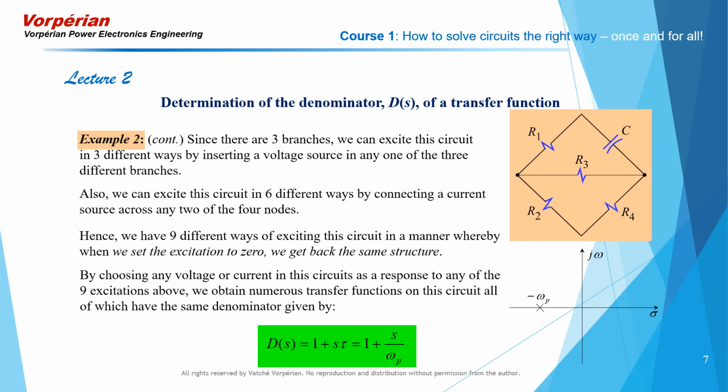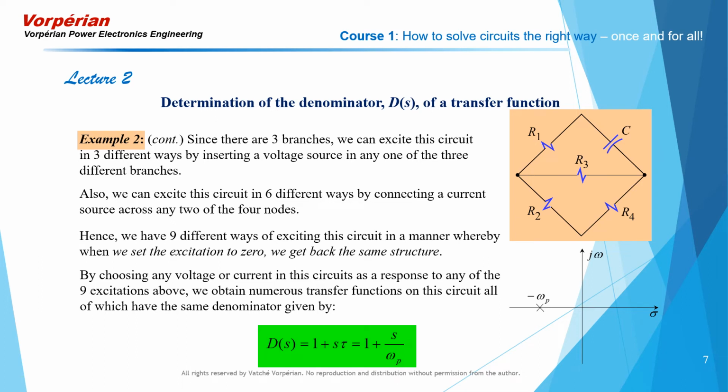Also, we can excite this circuit in 6 different ways by connecting a current source across any of the 4 nodes. Hence, we have a total of 9 different ways of exciting this circuit in a manner whereby when we set the excitation to 0, we get back the same structure. That means that there are other ways of exciting this circuit, such as applying a voltage source directly across an impedance branch. But that will change the structure. I'm not interested in it at this point. There's nothing wrong with that. It's just that I'm not interested in it right now.